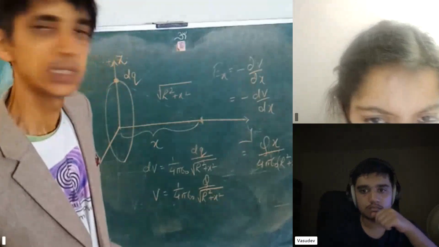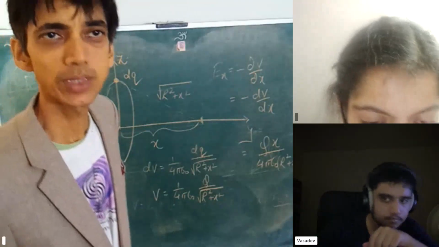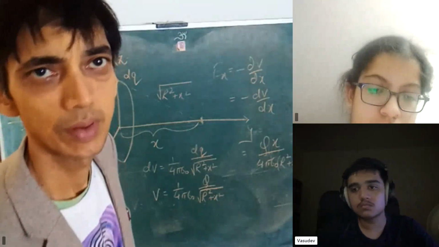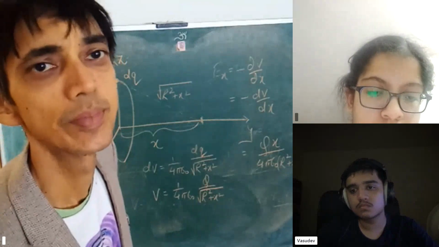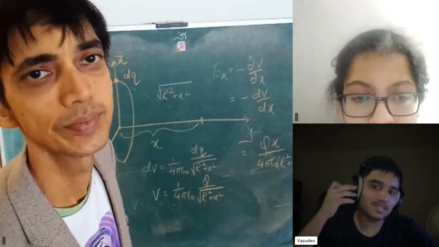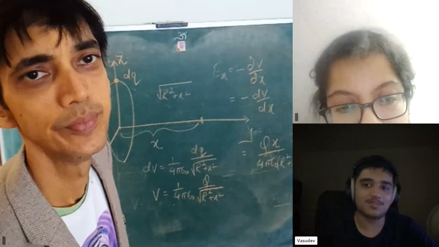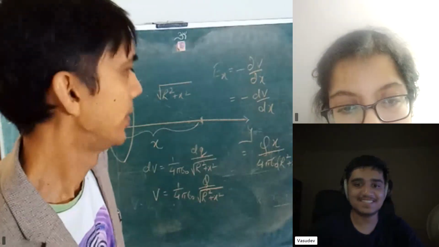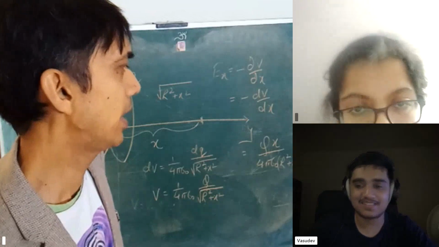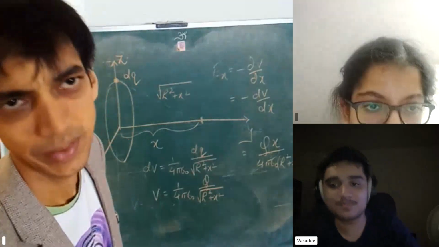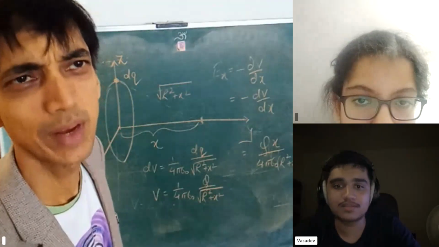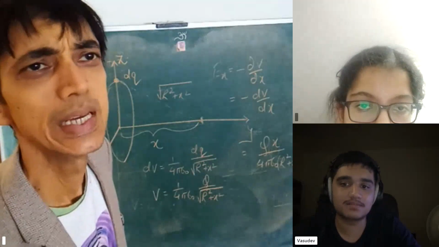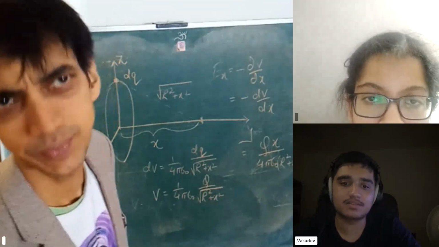What do we do vis-a-vis plotting? Any idea, dear? Vasudev, any idea? I would head to Desmos. We'll get some idea vis-a-vis x placement. That is what we do. To begin with, we take the extrema, x is 0 and x is infinity.